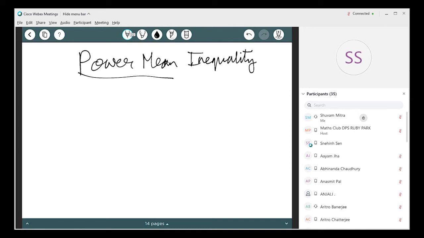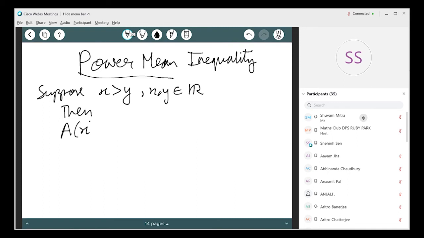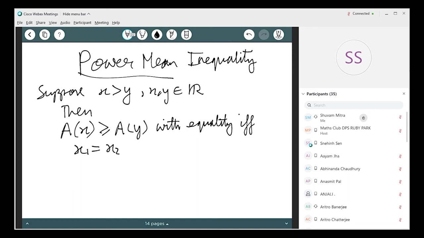It states: suppose x greater than y, with x, y real numbers, then Ax is greater than or equal to Ay, with equality if and only if our initial set x1 equals x2 equals dot dot dot equals xn.